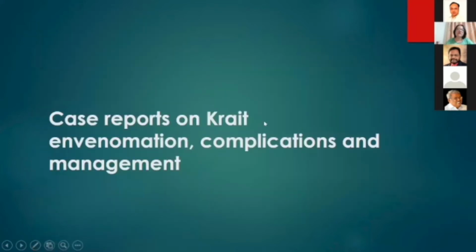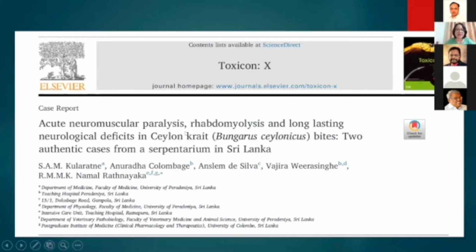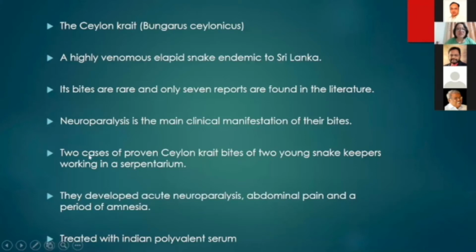So, coming on to a few case reports on Krait envenomation, complications, and management. Let's discuss a few interesting cases here. This case was published in Toxicon: acute neuromuscular paralysis, rhabdomyolysis, and long-lasting neurological deficits in Ceylon Krait, that is Bungarus ceylonicus, bites. Two cases have been described here. The Ceylon Krait is a highly venomous elapid snake, and this is quite common in Sri Lanka. Its bites are quite rare, and it is mentioned that only 7 reports are found in the literature to date.